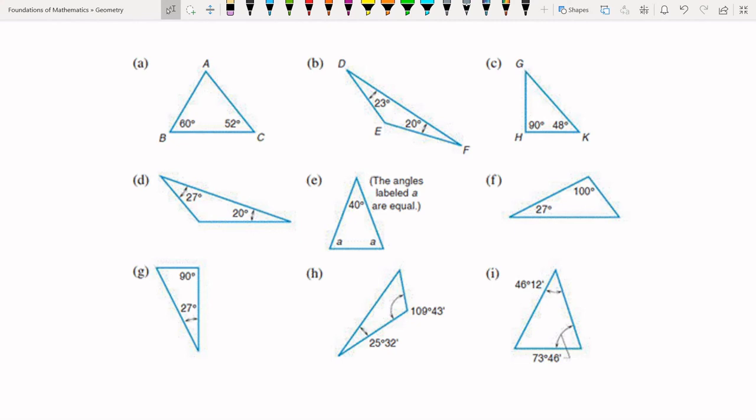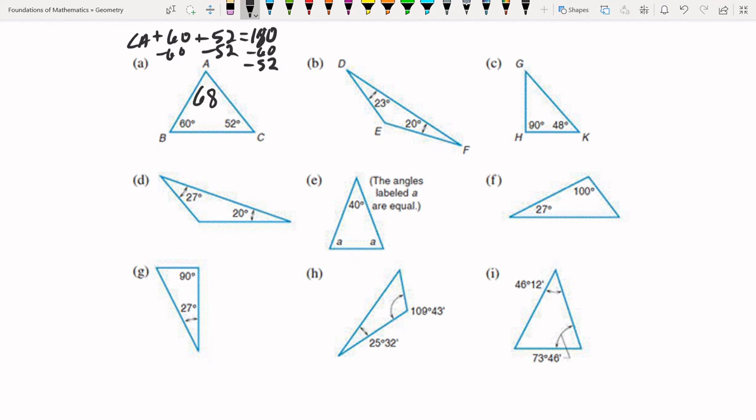Part A says we have 60 and 52. Angle B is 60, angle C is 52. So angle A plus 60 plus 52 equals 180. All I'm going to do is subtract 60 and subtract 52 from 180 to find what angle A is. So 180 minus 60 minus 52 gives me 68.